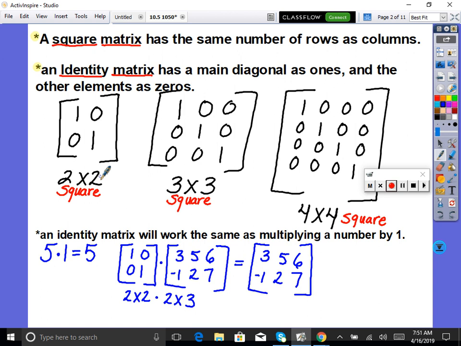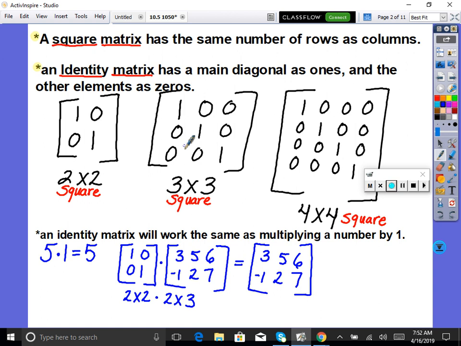An identity matrix, another key word to note, is a matrix that has a main diagonal of 1s. So right here, notice here's my main diagonal of 1s, my main diagonal of 1s, my main diagonal of 1s, and then the other elements are 0s. So basically, isn't this considered reduced row echelon form? 1s on the diagonal, 0s above and below. That would be what's considered an identity matrix.